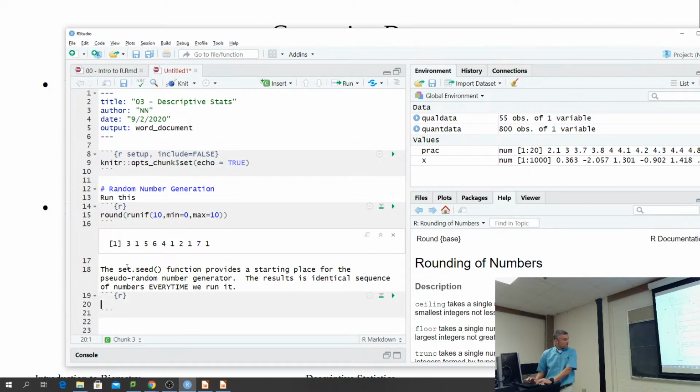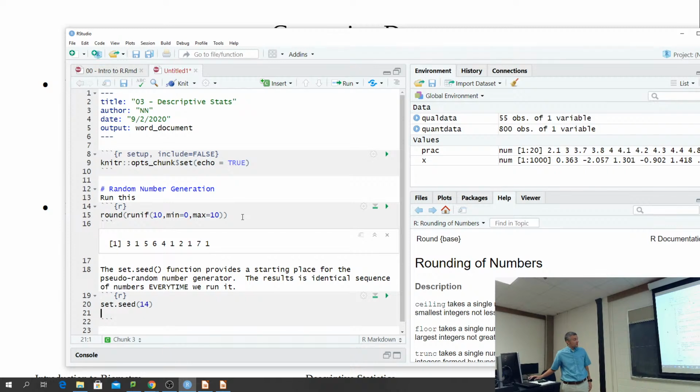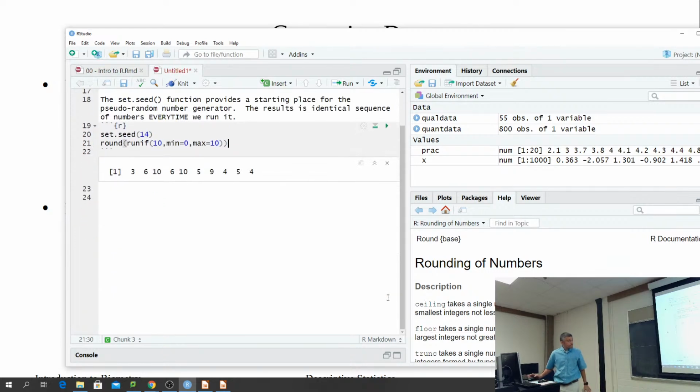All right. So what I'm going to do is set.seed. Pick a number. Rebecca, give me a number. 14. Small number. That works. We're going to set the seed, and then I'm going to copy and paste this code again in here, and I'm going to run it. And those are my numbers. You run it and tell me if you get the exact same numbers.